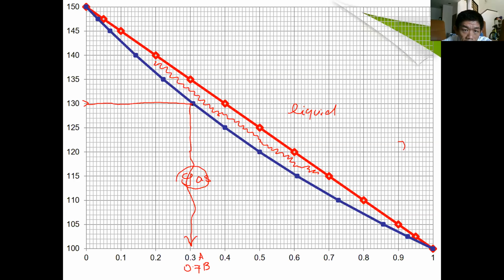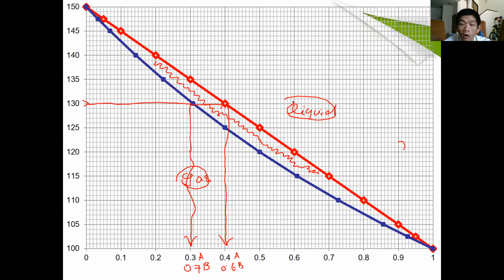And then under the same vapor pressure, the composition in liquid form is 0.4 of A and 0.6 of B. So this is the liquid composition. That is how we interpret this graph. Hopefully you are able to understand how to get this curve. Okay, so that is where we stopped last week.